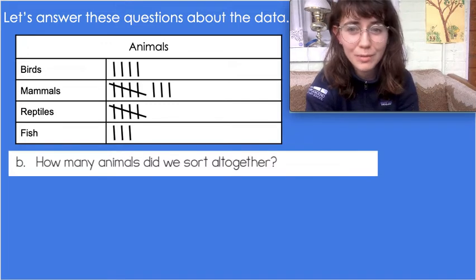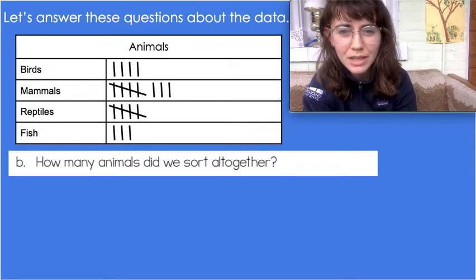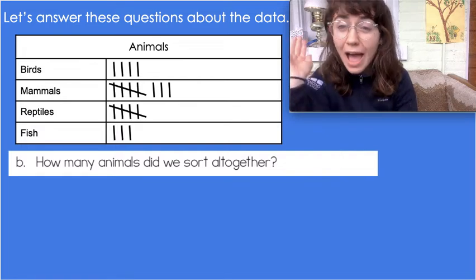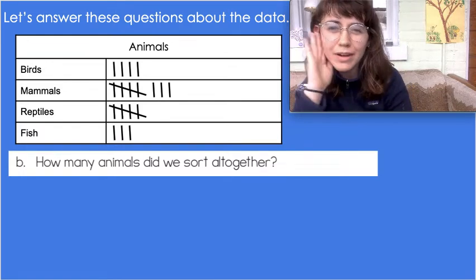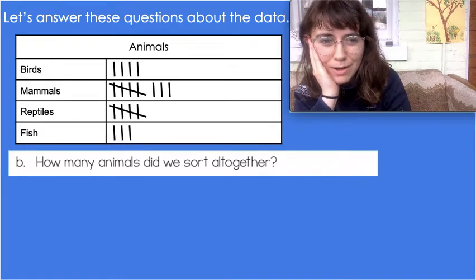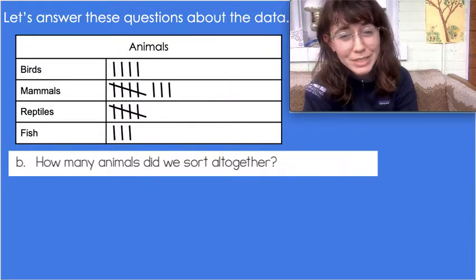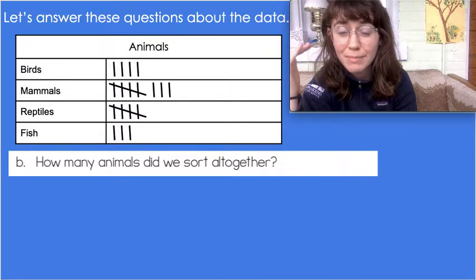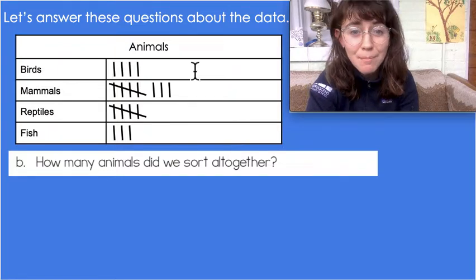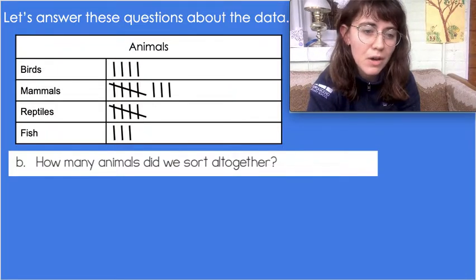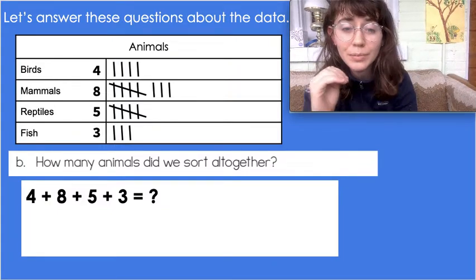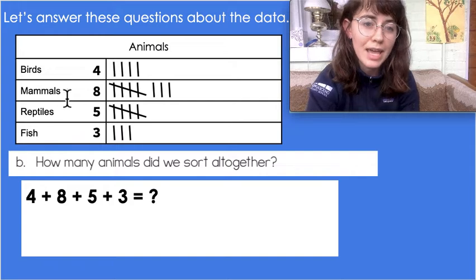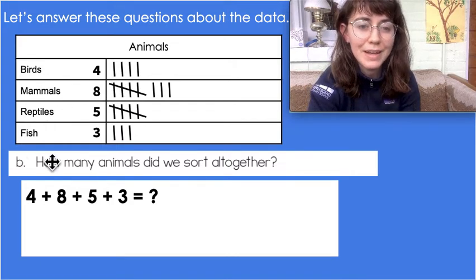The next question we want to ask is, how many animals did we sort all together? That question's asking you, how many total animals are there? I wonder, do you think we're going to use addition or subtraction to find this one out? I would probably use addition because I'm trying to find my total and I have numbers for all of my parts. So I'm going to write an addition sentence to find the total number of animals. So there's 4 birds, 8 mammals, 5 reptiles, and 3 fish.